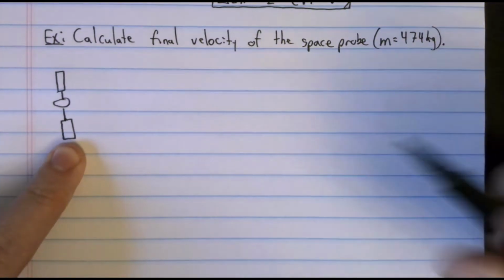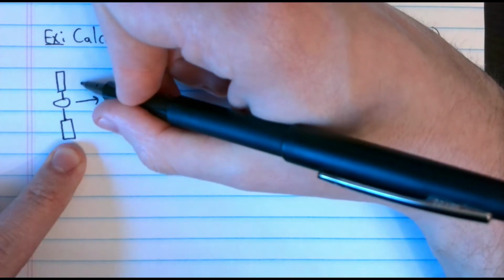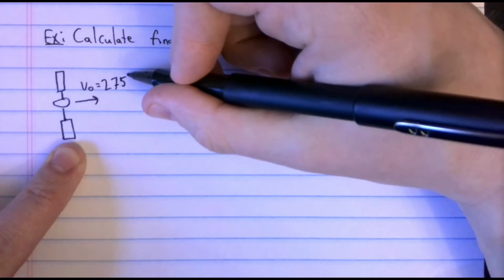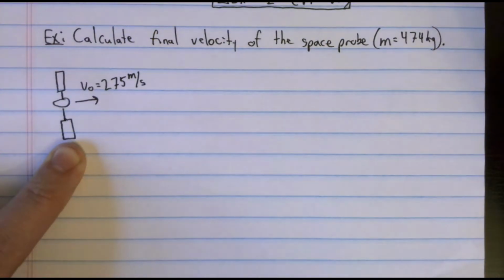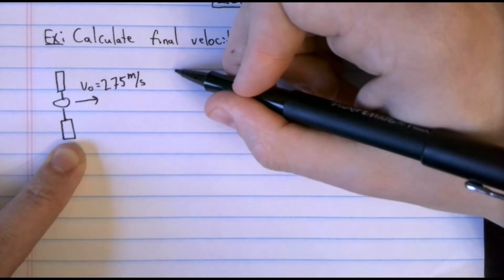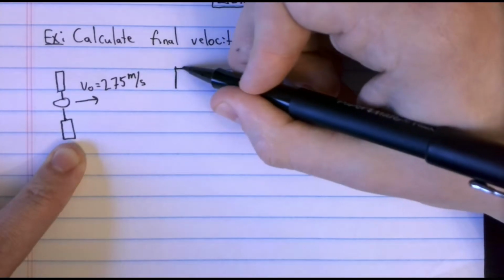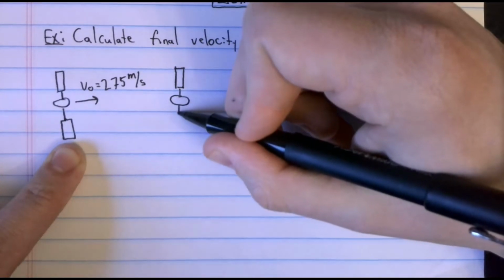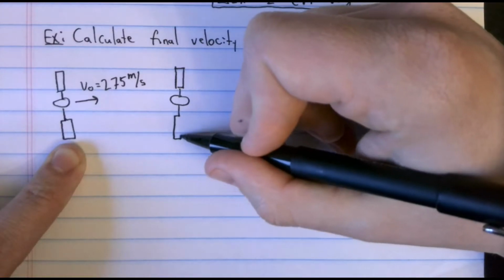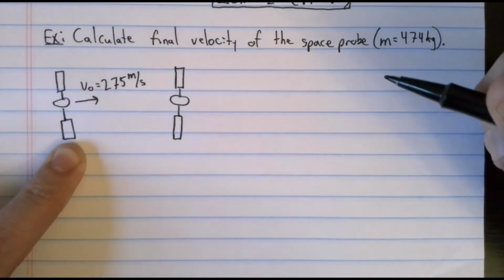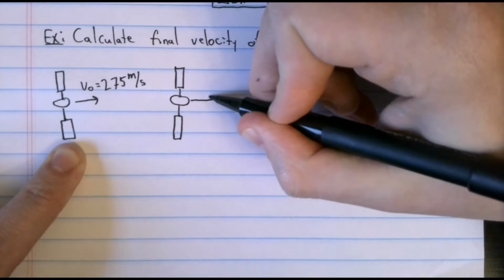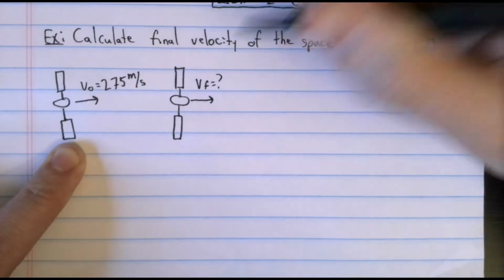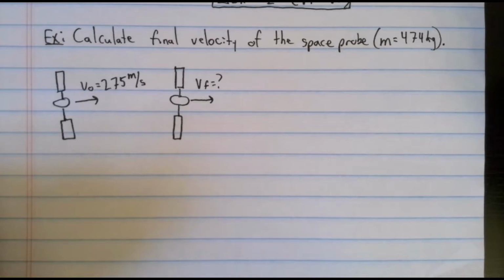The space probe begins moving to the right with a velocity of 275 metros por segundo. It is accelerating due to a very small force. If you've got a space probe out in the middle of nowhere, you don't need that much force to get it going because there is no air resistance at all. So it requires very little fuel. It'll be interesting to see how much faster this thing goes with such little force.